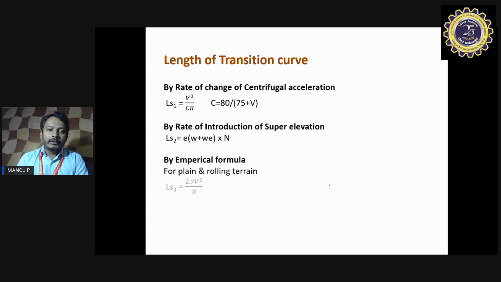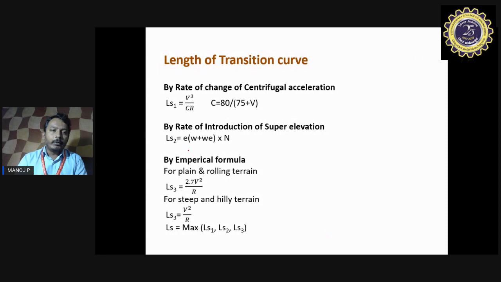Okay, length of the transition curve. How do you calculate what should be the length of the transition curve? What should be the rate of change of the transition curve? Here you have three equations by which you can calculate the length of the transition curve. You are supposed to keep the maximum of these three equations.